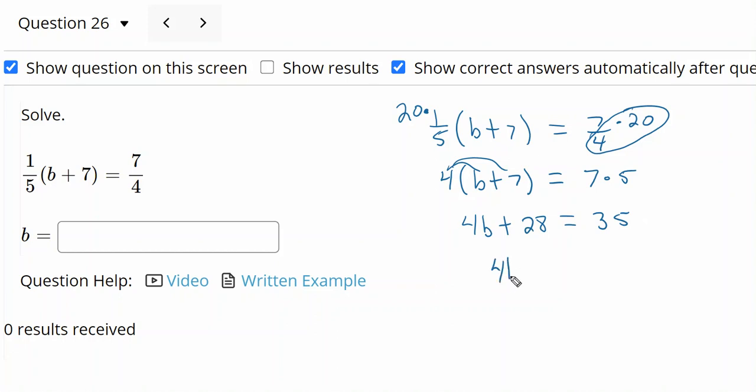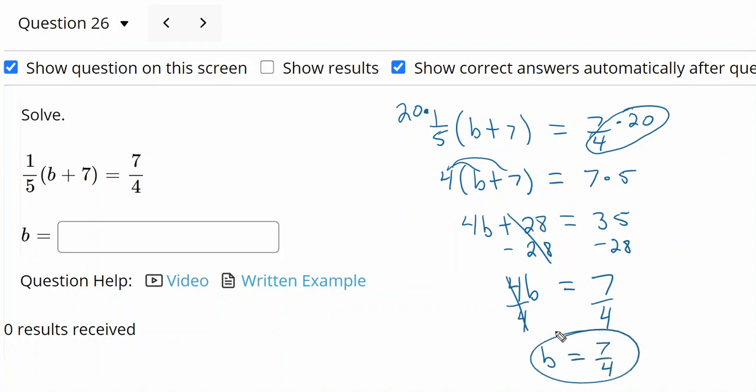Okay, so we have 4b plus 28 equals 35. Oh, sorry, getting ahead of myself. We subtract 28 from both sides, getting rid of that 28, so those cancel. We get 4b is equal to 35 minus 28, which is 7. And then last step here, we divide by 4 and divide by 4. So b is equal to, and just leave it as 7 over 4.